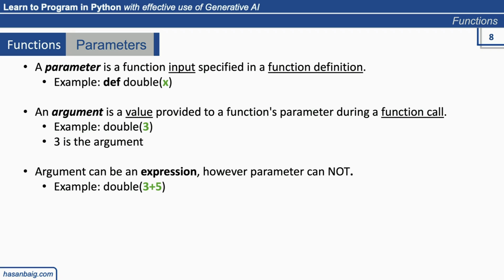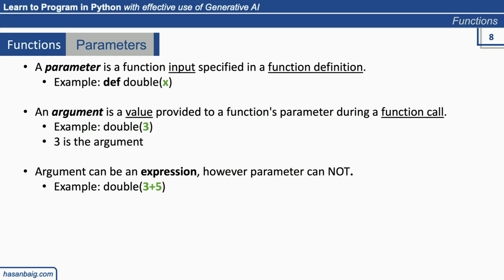If I simplify this expression, I can have 4 plus 3. This is a valid expression, but I can never have x plus 2 equals 4. This is an invalid expression. We cannot assign the value 4 to x plus 2. That is why the list of parameters can never have an expression.